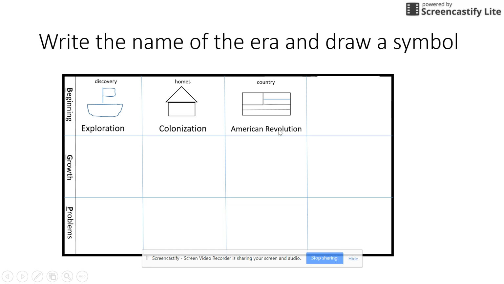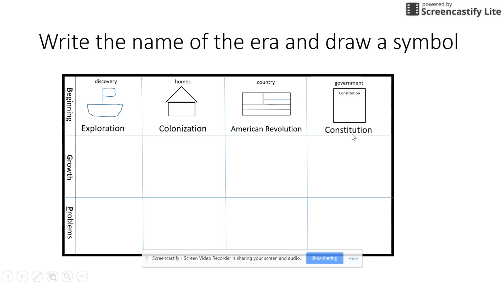Next, during the American Revolution era, I have my students draw a flag, which is symbolic of our country, because while we were living on this new land that we discovered, we didn't want to be a part of Britain anymore. We wanted to become our own country. So during the American Revolution era, we fought Britain to make that land our own country.